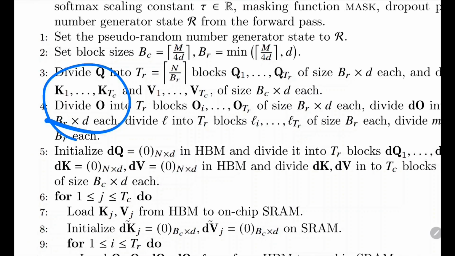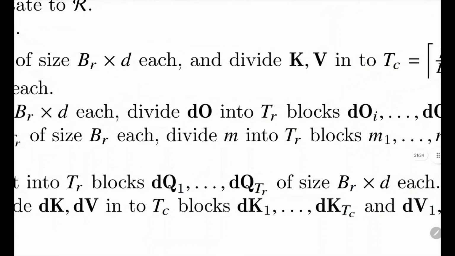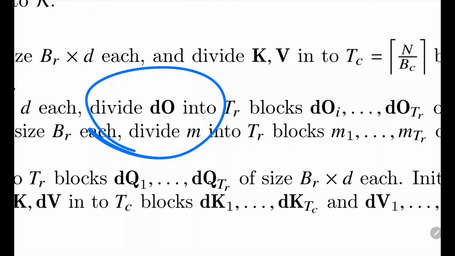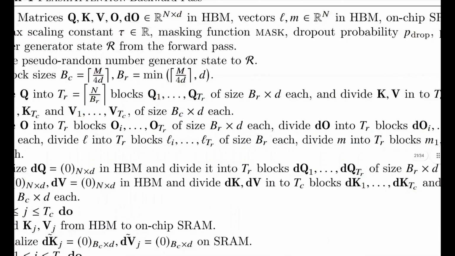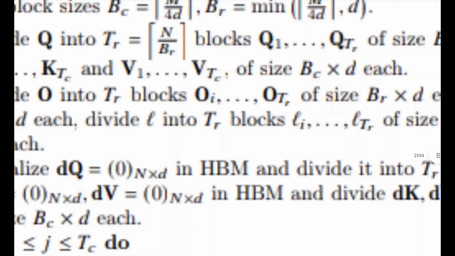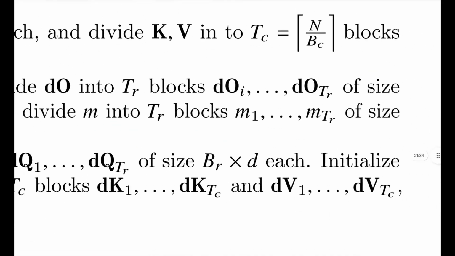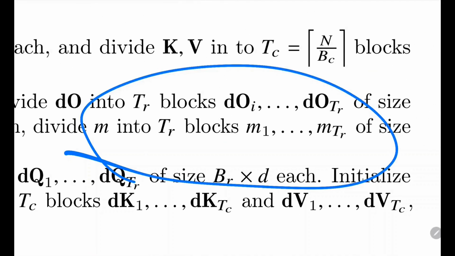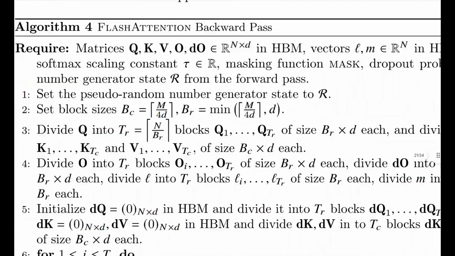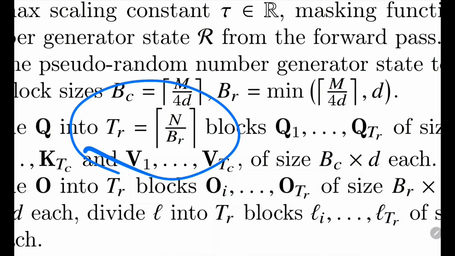Similarly, we divide O, dO, L and M into TR equals ceiling of n by BR blocks, so we know that TR is the number of row blocks.